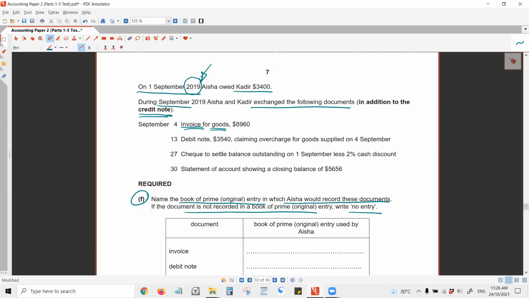So the question is asking how Aisha will record, right? Aisha will record into which book of prime entry? We are the customer here. So when we buy goods on credit, record into purchases journal. Debit note, we never record debit note. Please write no entry.